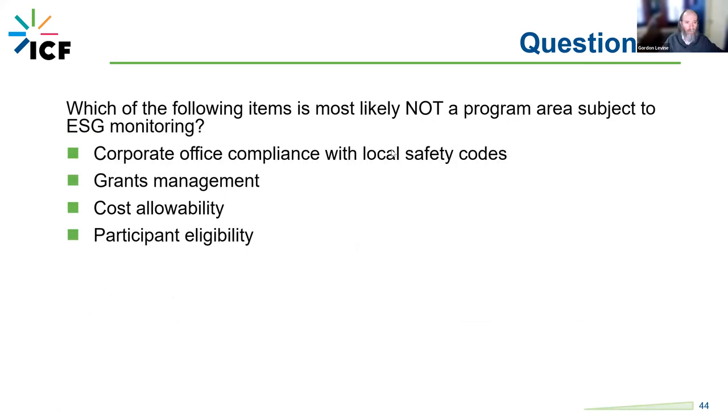All right, question number 2. Which of the following is most likely not a program area subject to ESG monitoring? Which of these is most likely not subject to ESG monitoring? Is it corporate office compliance with local safety codes? Is it grants management? Is it cost allowability? Or is it participant eligibility? Which of these is likely to not be monitored under ESG?